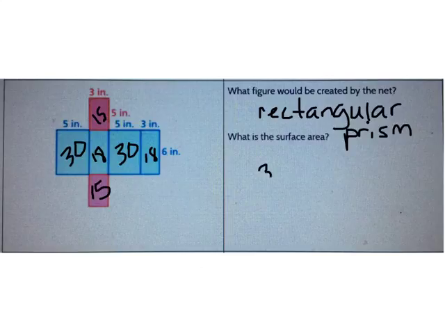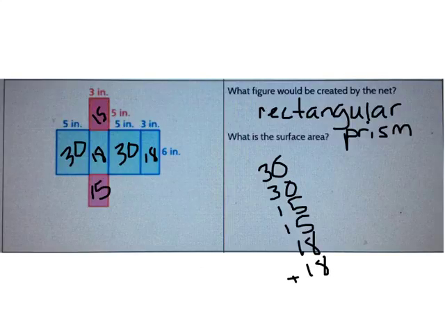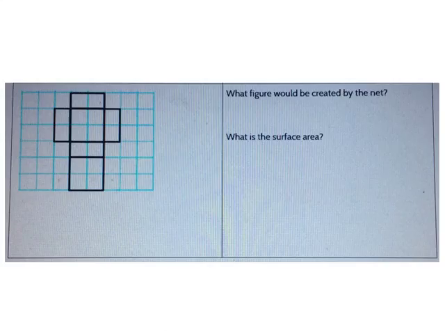Now I can add up the area of each face to find the total area. Go ahead and add those numbers up now. What's the surface area? The total surface area is 126 inches squared. Now let's try 2 more, and then you can try 2 on your own. What figure would be created by this net? This figure would create a rectangular prism.